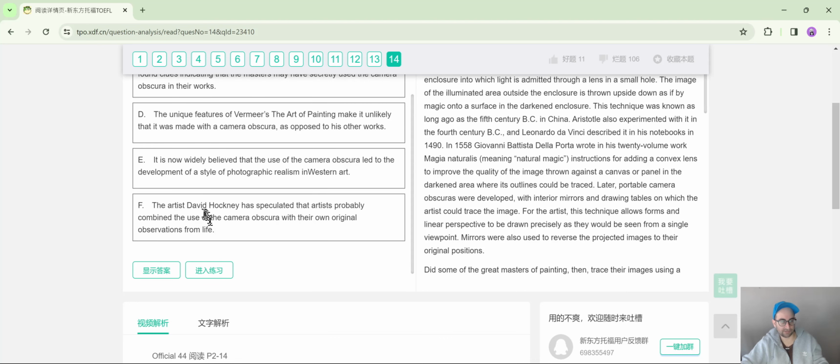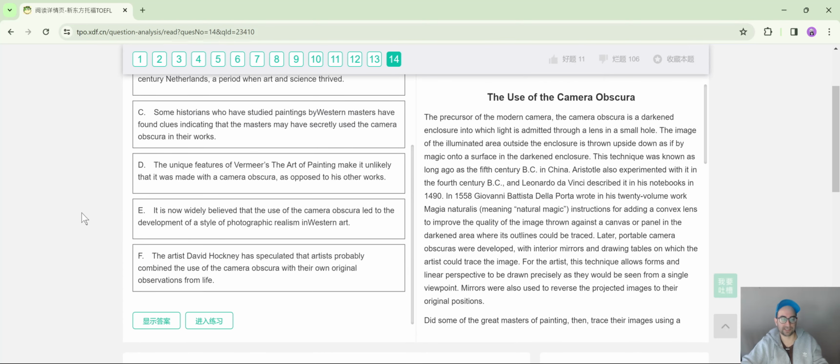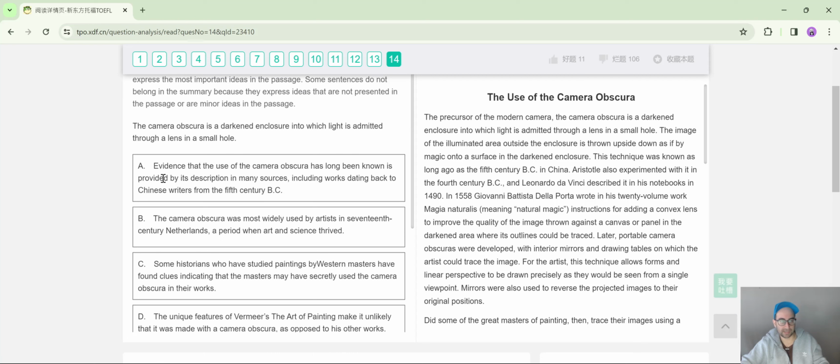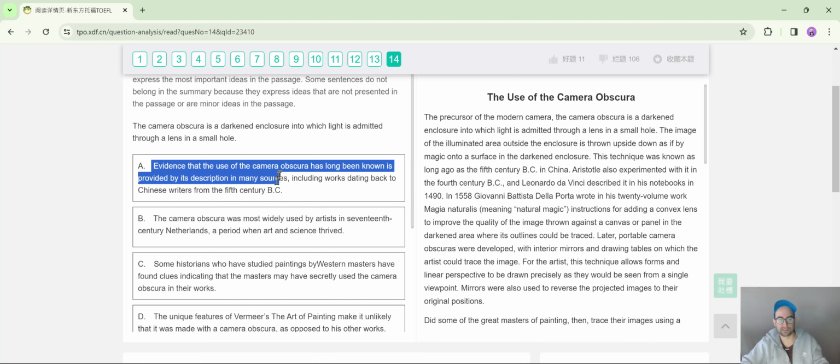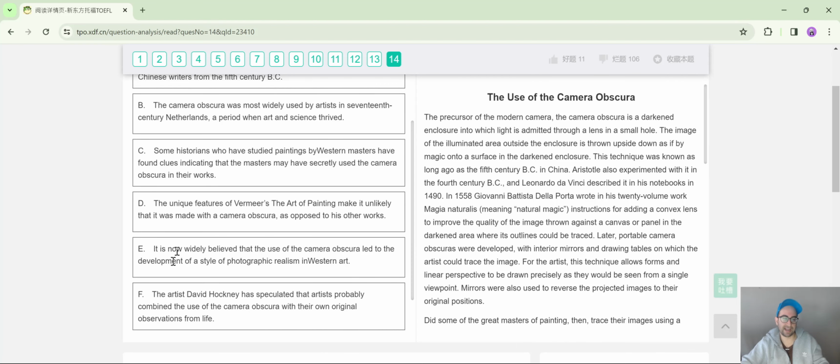All right, so choice F, the artist David Hockney, we had 2 questions, I believe, about him. Near the end, he has speculated that artists probably combined the use of camera obscura with their original observations from life. Yeah, we had one question that was exactly about this. Remember that they didn't just rely on this technique, but they also used their experience as an artist to form their work, not just camera obscura. So yeah, F is a main idea. A is a main idea, right? It was a little bit harder to figure out compared to the other ones, but we did remember that from question 1. So A, C, and F are your correct answers. And you would drag those and put them in the box.